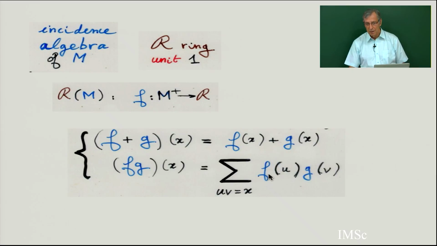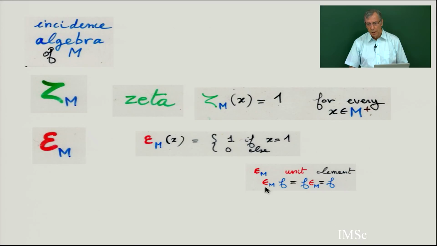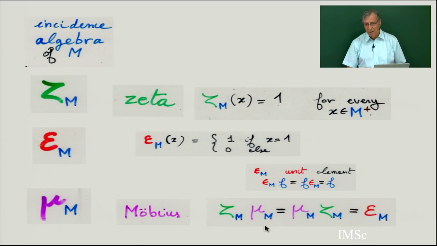If you take epsilon times f, if you put g equal epsilon, then epsilon is non-zero only for v with g of v equal 1. So if you have v equal 1, then x equals u and f of u. So you see it's a unit element. So in this factorization, I allow u of v to be 1. And now the Möbius function is again the inverse.